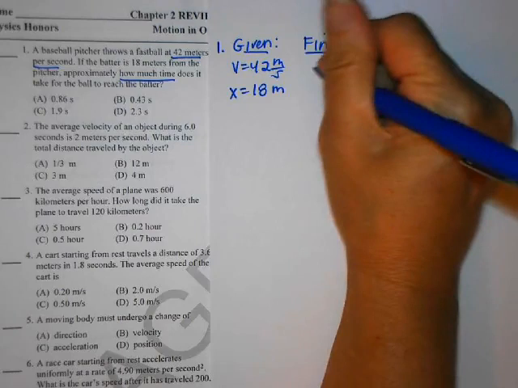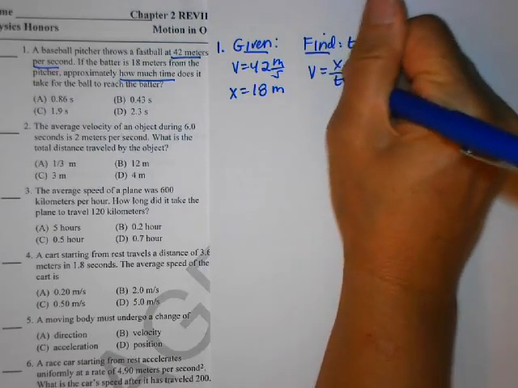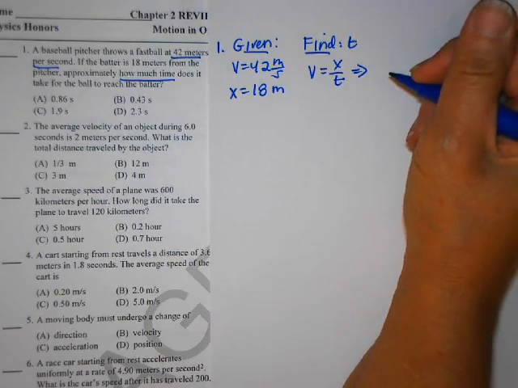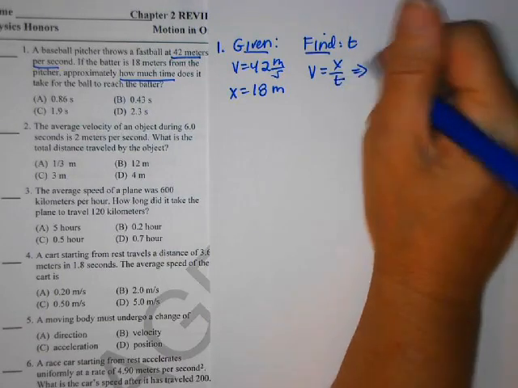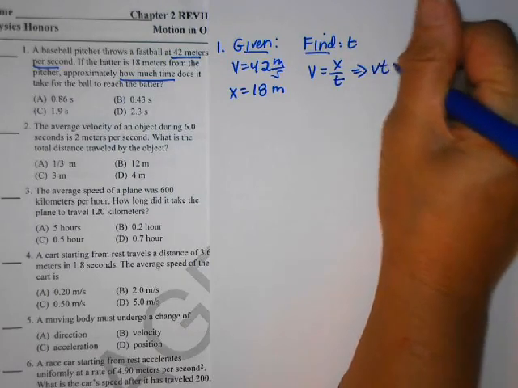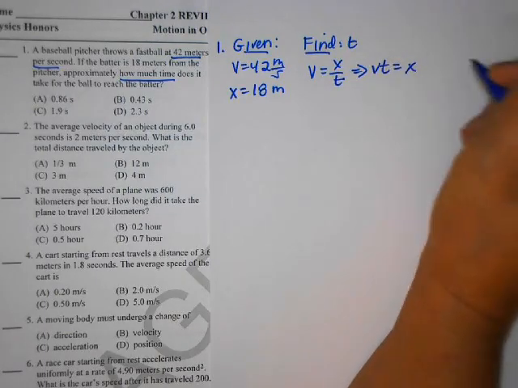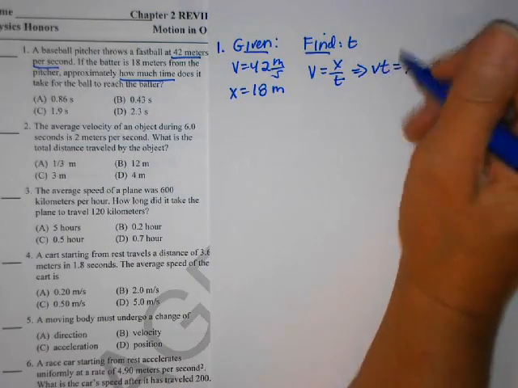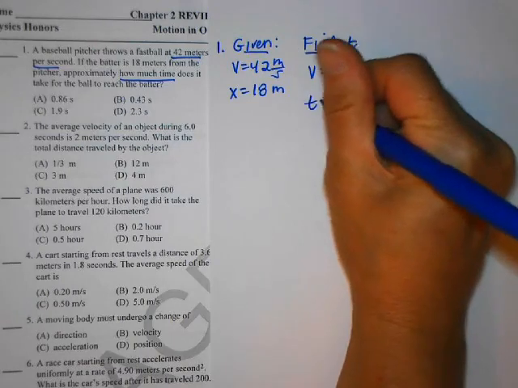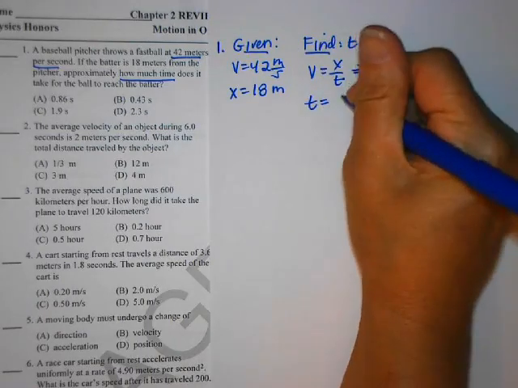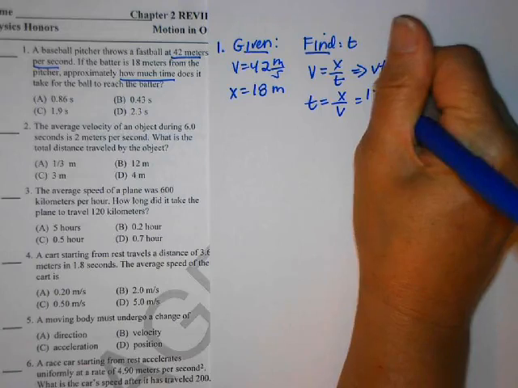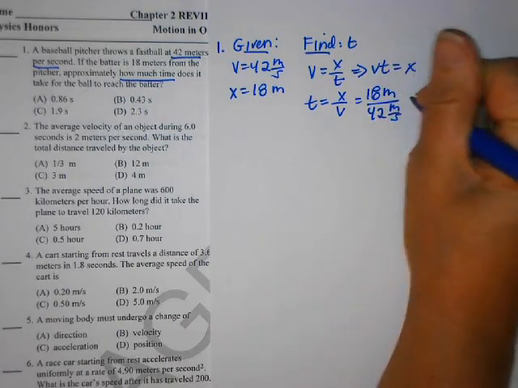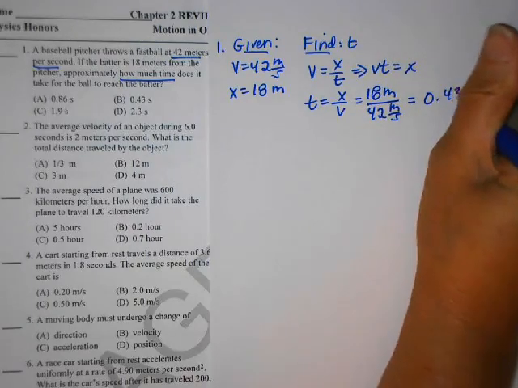So my basic equation is V is equal to X over T. But we want to rearrange the equation to solve for the unknown in terms of the known. So first, I'll multiply both sides by T. And then I'm solving for T, so I'll divide by V. So I'll have T is equal to X over V. So it's 18 meters divided by 42 meters per second. And that comes out to 0.43 seconds.